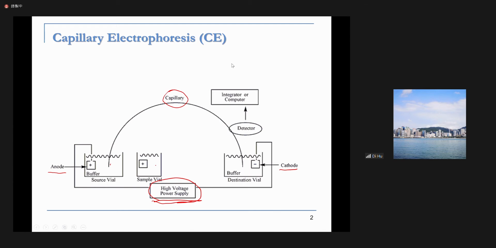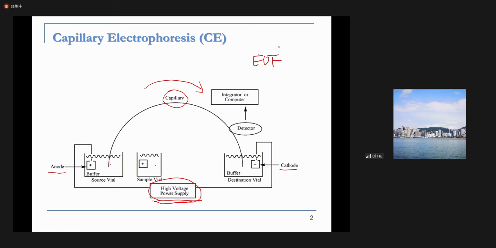So under common conditions, they all migrate to this side. They all migrate to the destination mark. They all migrate to the cathode under normal conditions, okay? This is due to the movement of the bulk buffer solution, and this is called electro-osmotic flow. We'll see that again.